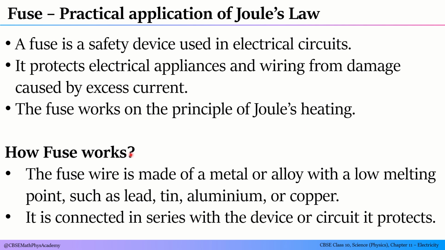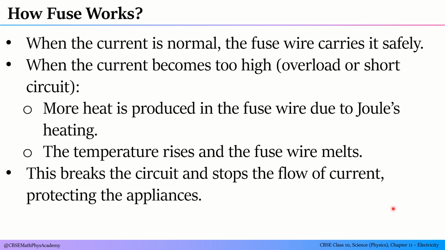So how does a fuse work? A fuse is made up of an alloy which has a low melting point. Why? Because it has to melt at the slightest increase in temperature. It is usually made of lead and tin, but your book covers aluminum as well as copper. It is connected in series with the device it protects. So you have the switch followed by the fuse, then your washing machine, AC or heater, whatever you want to protect.